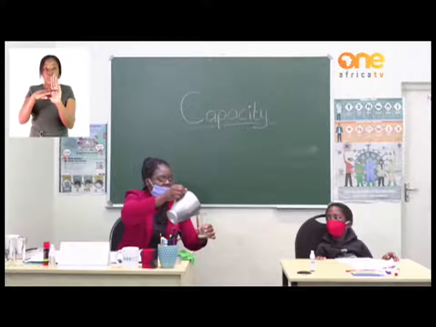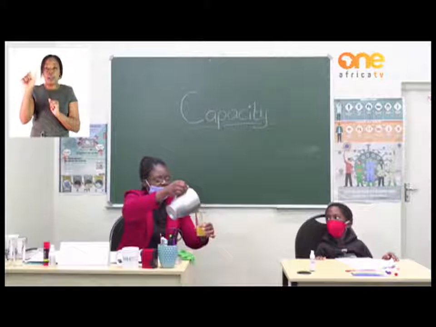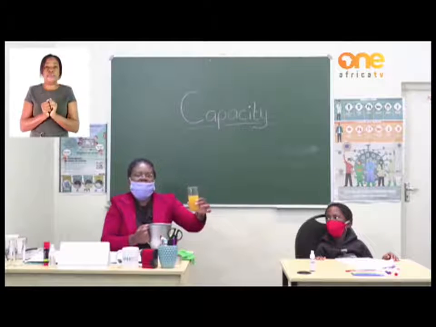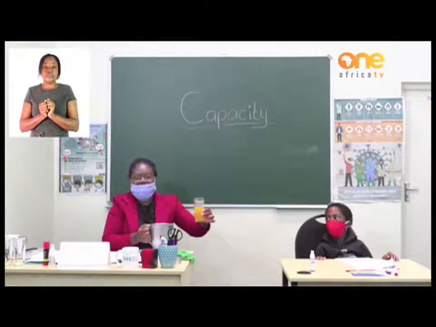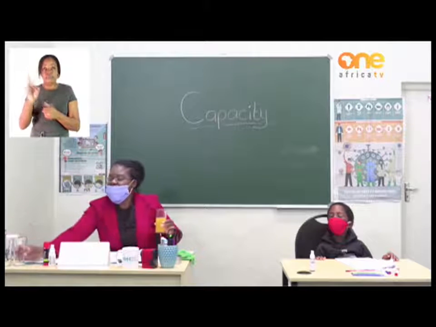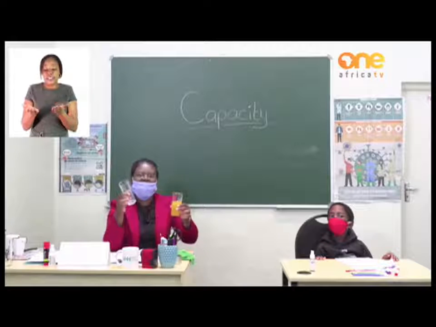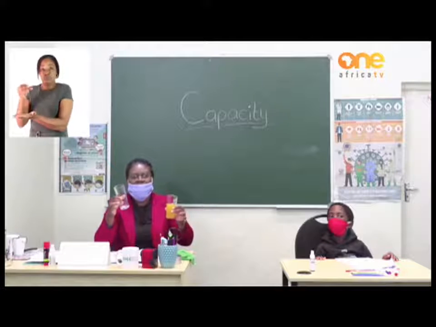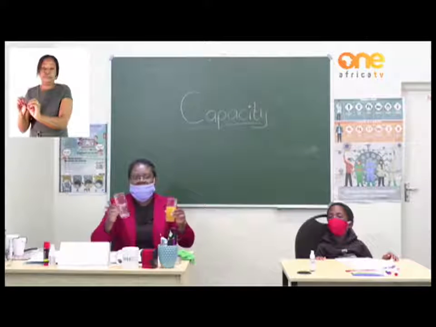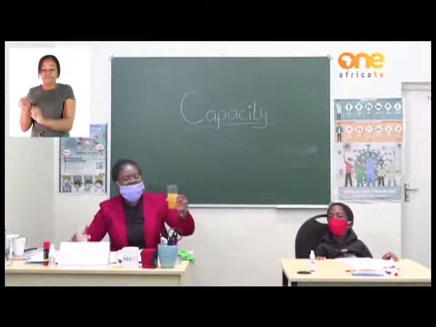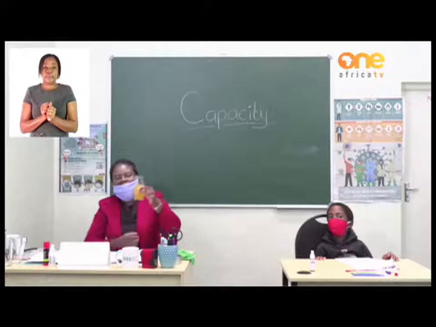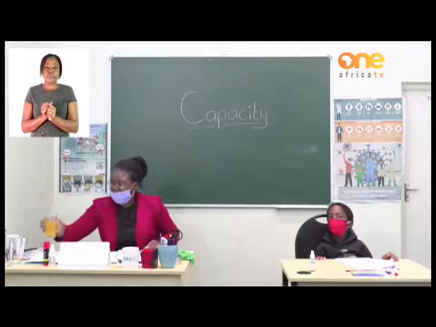So I'm going to pour up to the middle of this glass. That is a half of this glass that it can hold. So if I have to compare this glass and this glass, there is nothing in this glass. That is what we say empty. The glass is empty. It's not holding anything. There's nothing in it. But that glass is half. And if I fill it up to the brim, then that is what we call full.